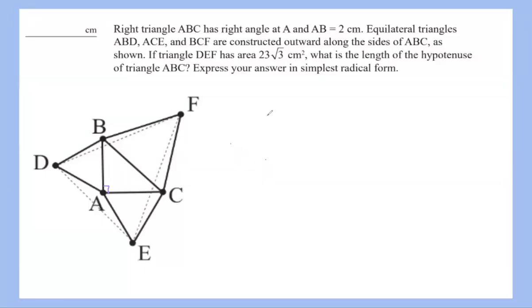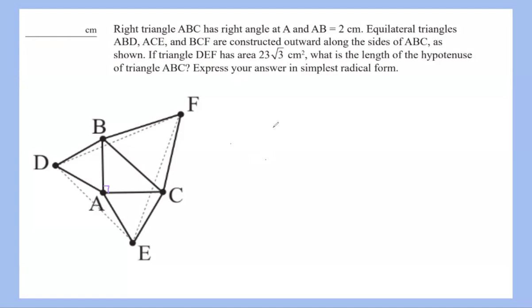Okay, so this is number 10 on the 2023 State Test Team Round, and we are given a triangle ABC with a right angle, so A is 90 degrees. We are constructing three equilateral triangles on each side of the right triangle, and by taking one point from each equilateral triangle, we make another triangle, DEF, and the area of DEF is given. So what we want is the hypotenuse.